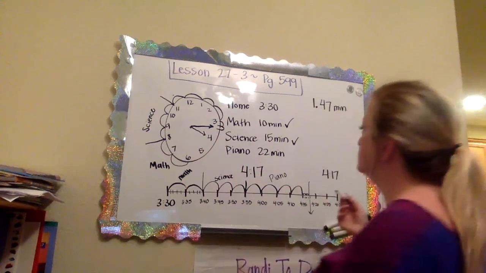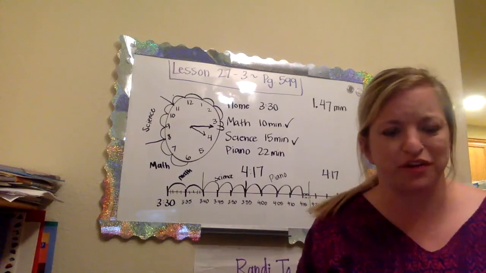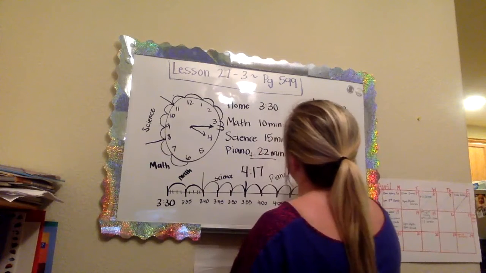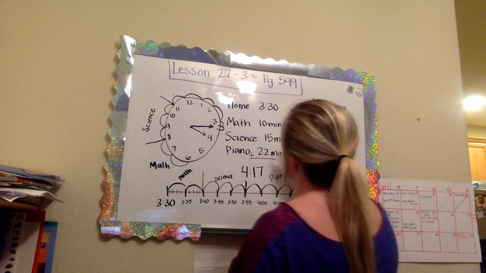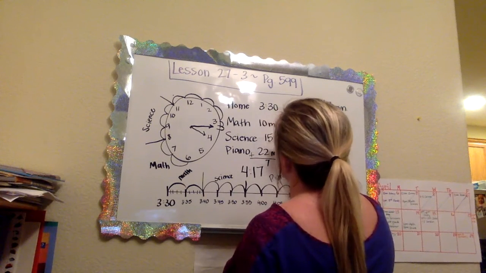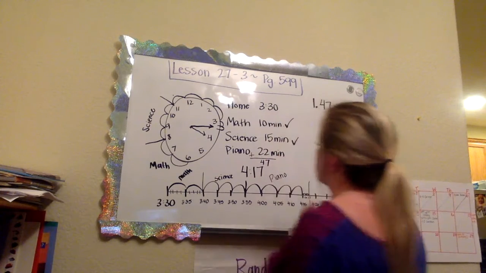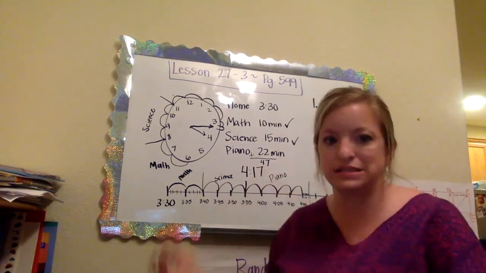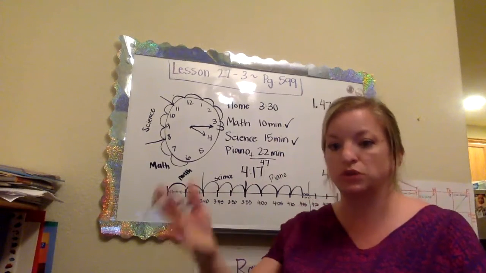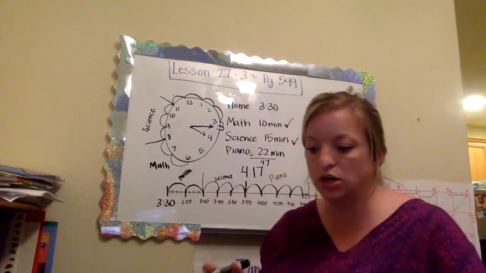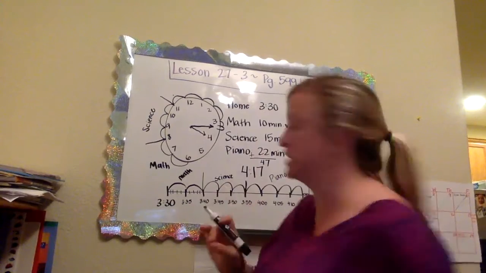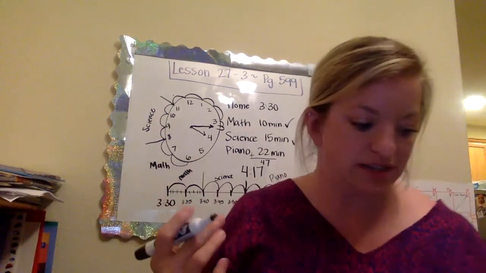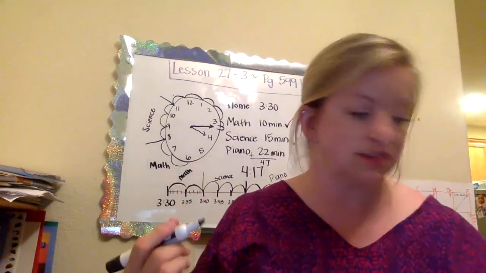There is another way. It's not as fun as jumping on the clock or jumping on the number line, but you could take all these numbers right here and say 0 plus 5 plus 2 is 7. 1 plus 1 plus 2 is 4. 47 minutes. The only problem with this one is if it goes past 60 minutes, you need to know that you have to pull out 60 of those minutes for an hour, and then the leftover would be your minutes. But again, I checked my work and I got 47 minutes. It took her 47 minutes to do math, science, and piano.